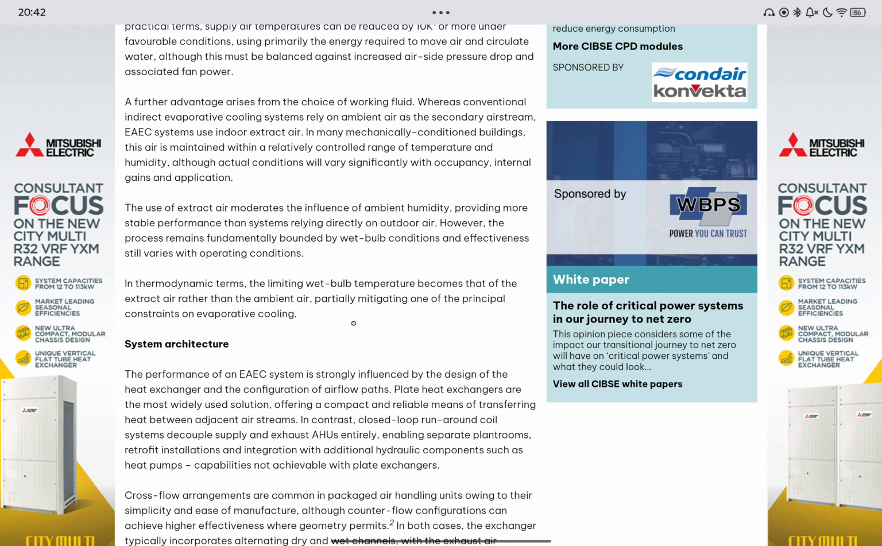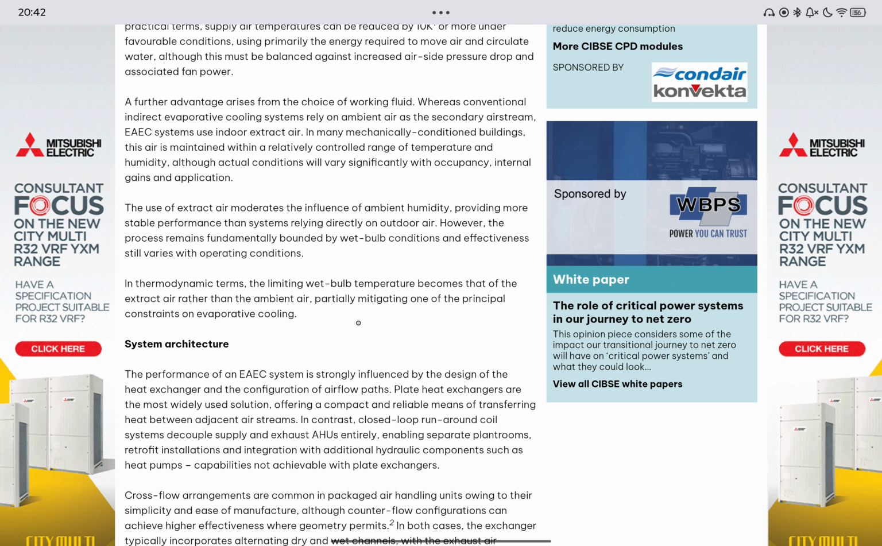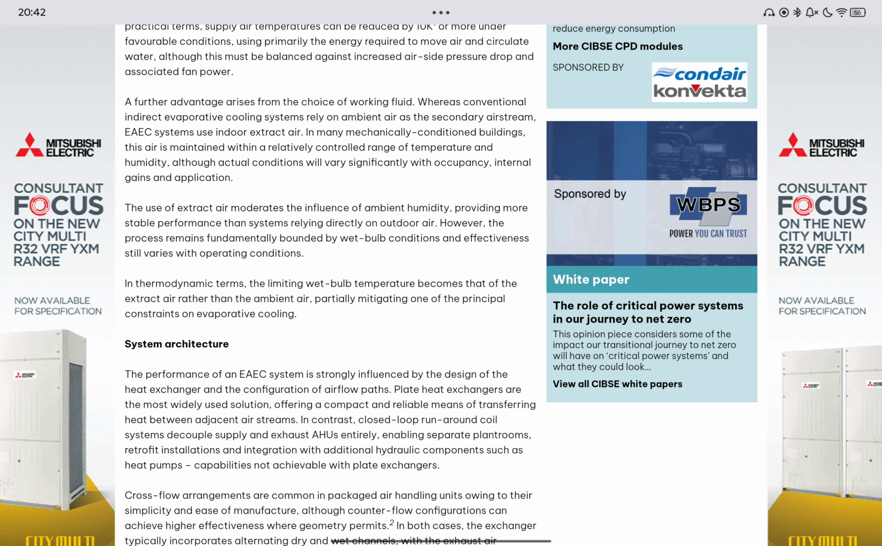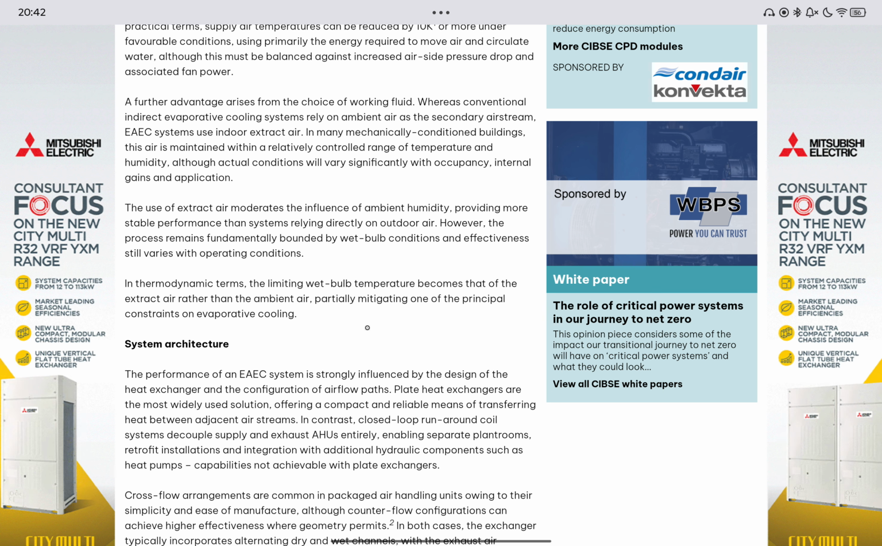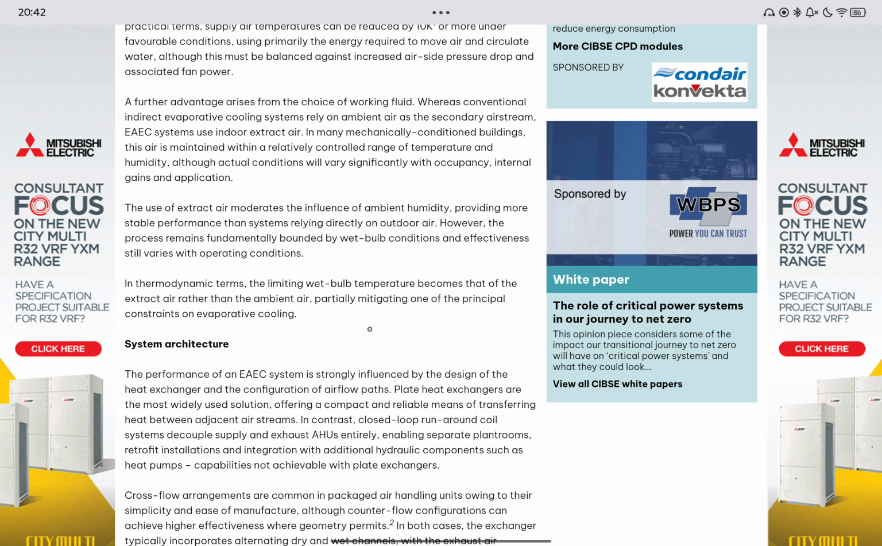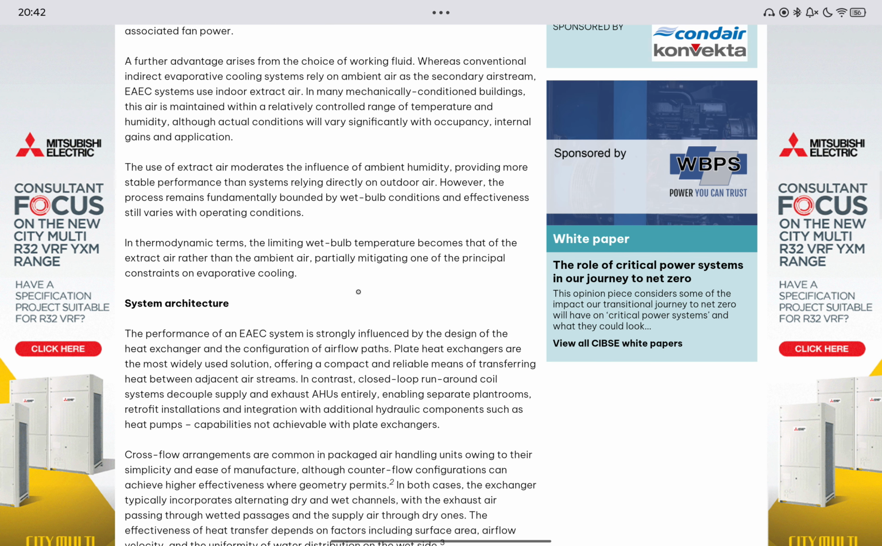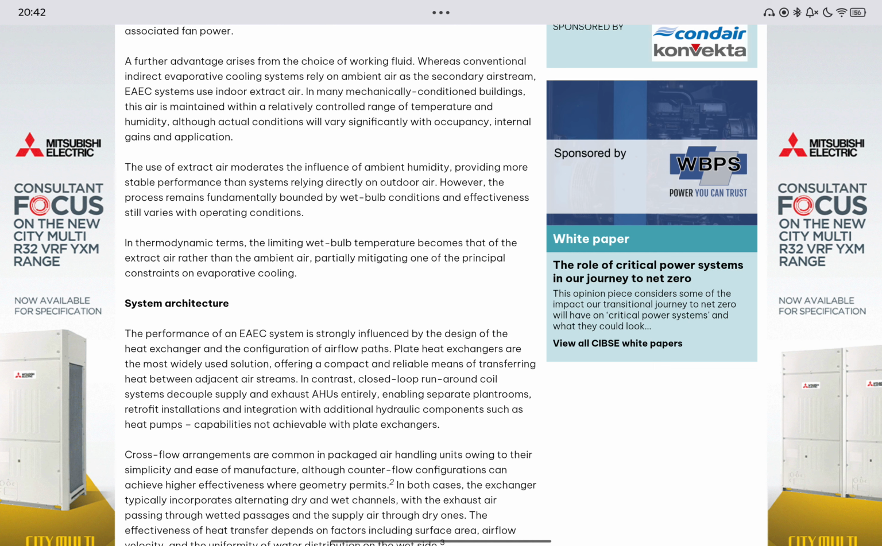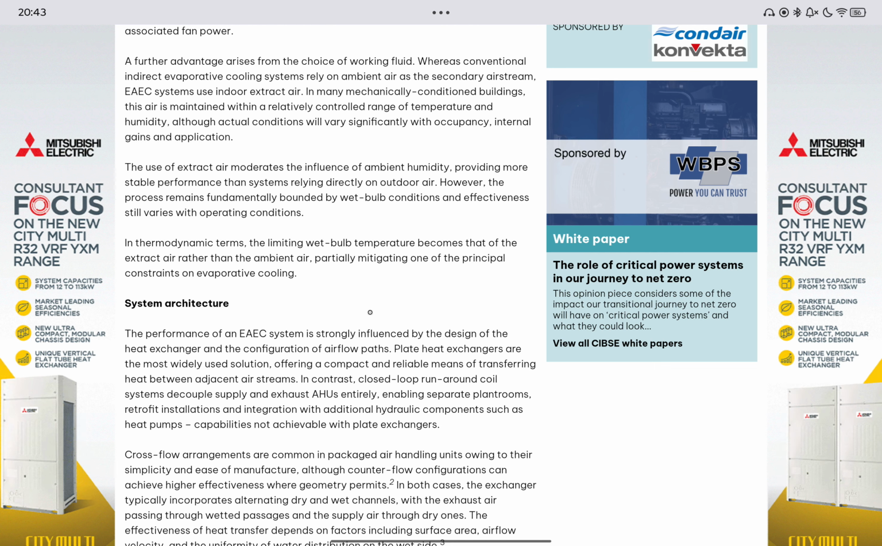The use of extract air moderates the influence of ambient humidity, providing more stable performance than systems relying directly on outdoor air. However, the process remains fundamentally bound by wet bulb conditions, and effectiveness still varies with operating conditions. In thermodynamic terms, the limiting wet bulb temperature becomes that of the extract air rather than the ambient air, partially mitigating one of the principal constraints on evaporative cooling.